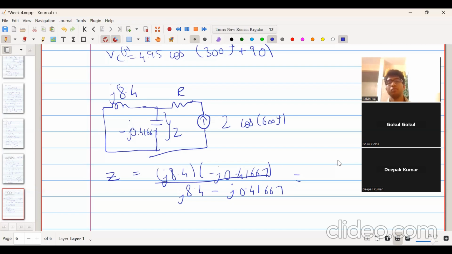Sir, Z equal to minus J 3.5. How did you get such a wrong value? No, it is not that. You have to change the calculator to phasor format, vector thing, and then solve. You guys know how to solve, right?